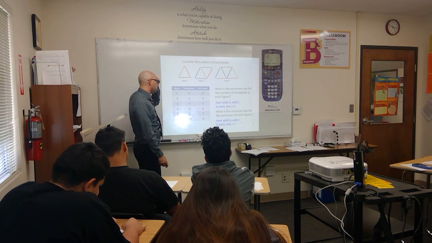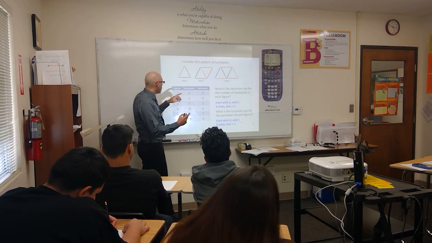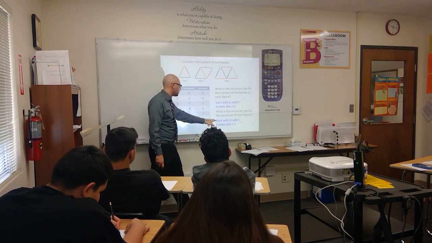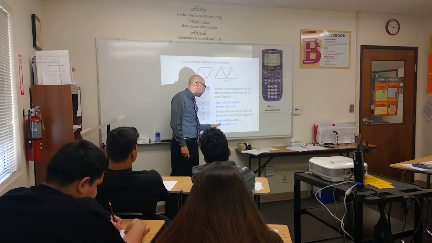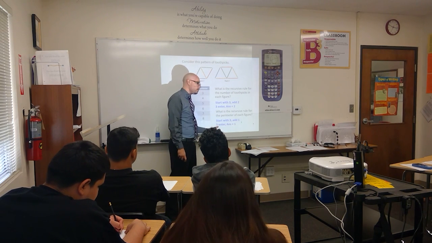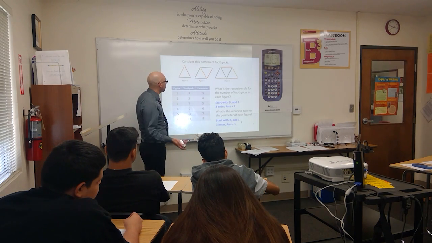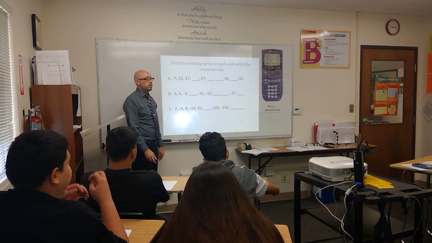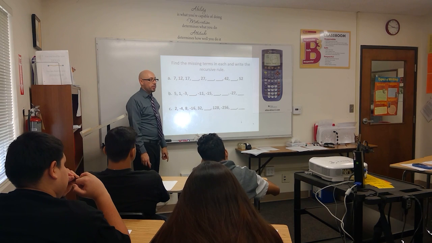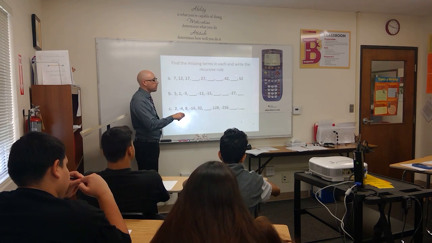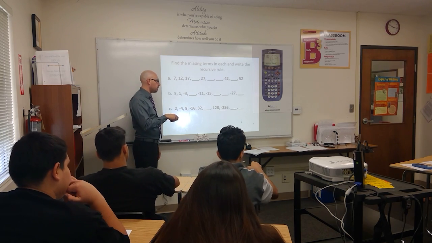Let's see what our recursive routine was then. Start with what? 3. And then what do we do each time? Add 1. Start with 3, add 1. This is in English. This is in calculator, right? 3, enter. Our answer, our short answer plus 1. Awesome. Okay. You still have that line paper? Please find the missing terms and write the recursive rule that you use to find those missing terms.